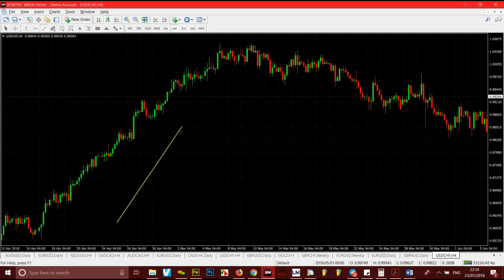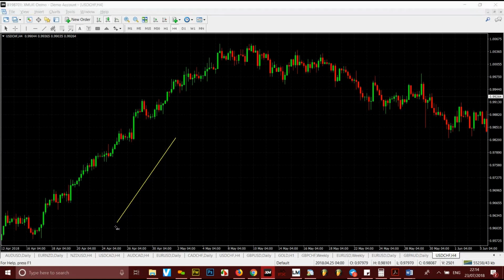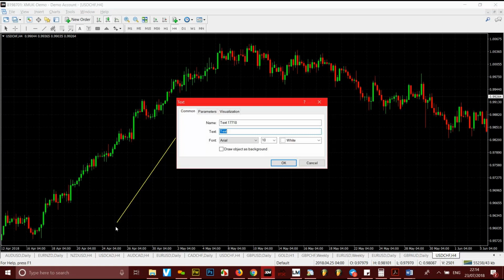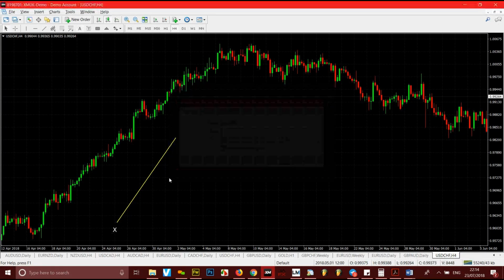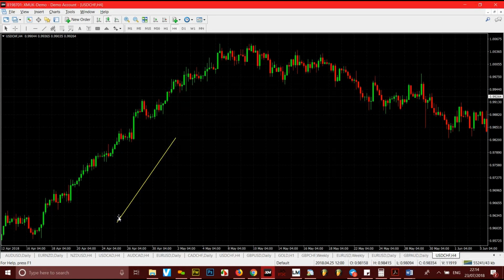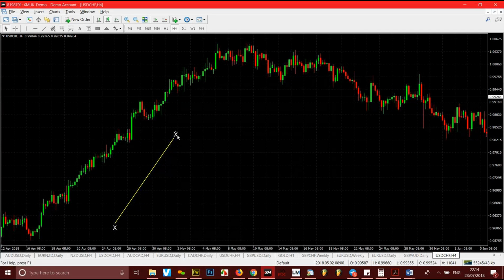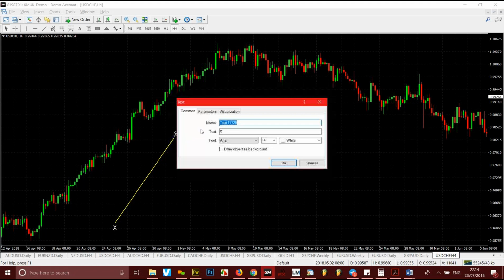So this has letters. Here, the first point of the impulse leg is called the X. That is called the X leg. The next one here is called the A.